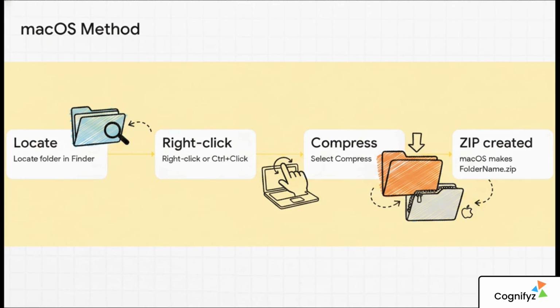Step 4, macOS instantly creates an archive file. But notice a slight difference here. macOS automatically names the new file exactly what your original folder was named, just with a .zip tacked onto the end. So if your original folder wasn't named perfectly already, you absolutely need to rename this new zip file to that required yourname_project format.